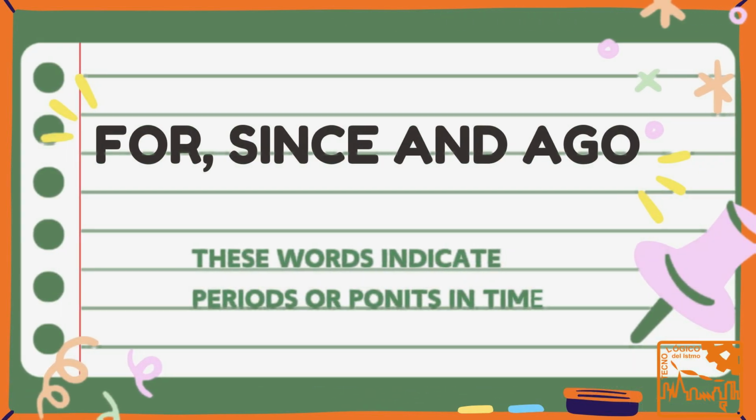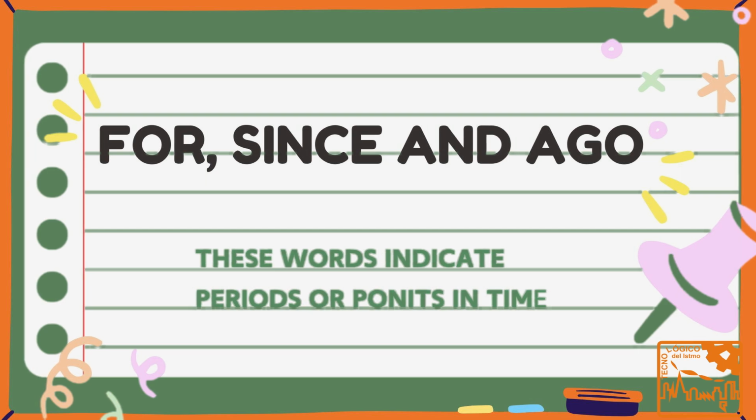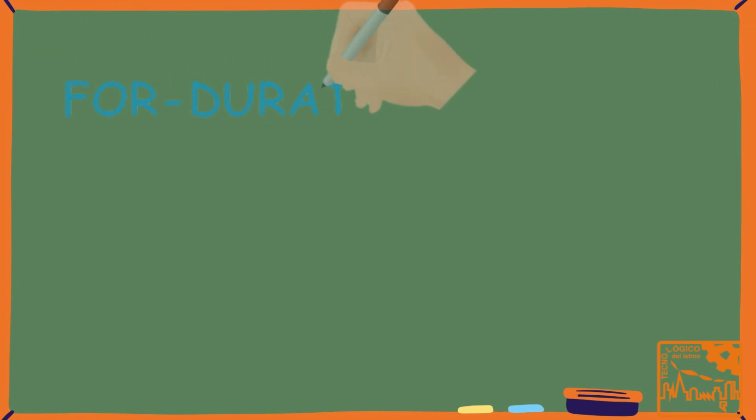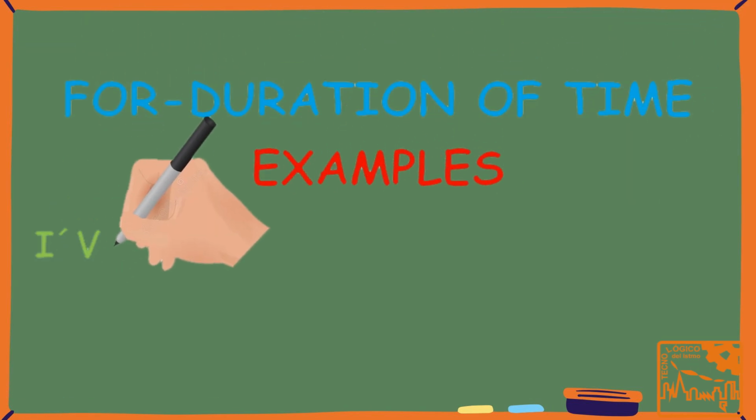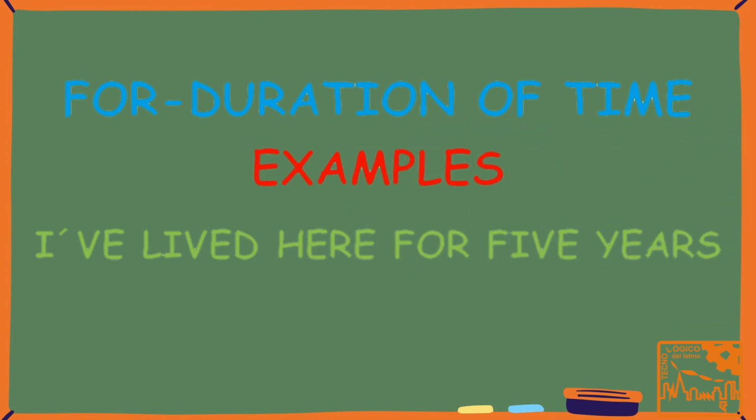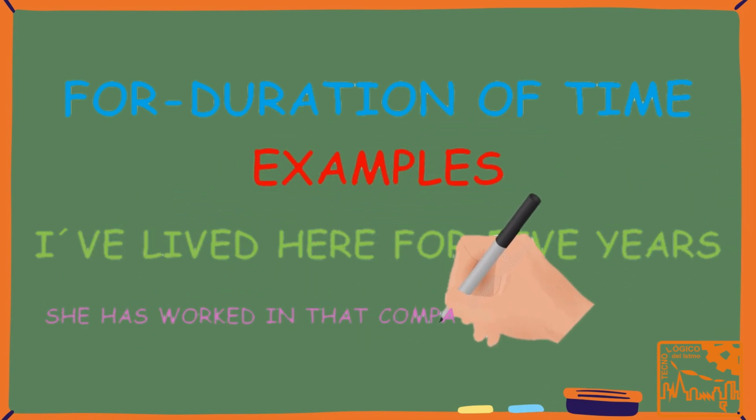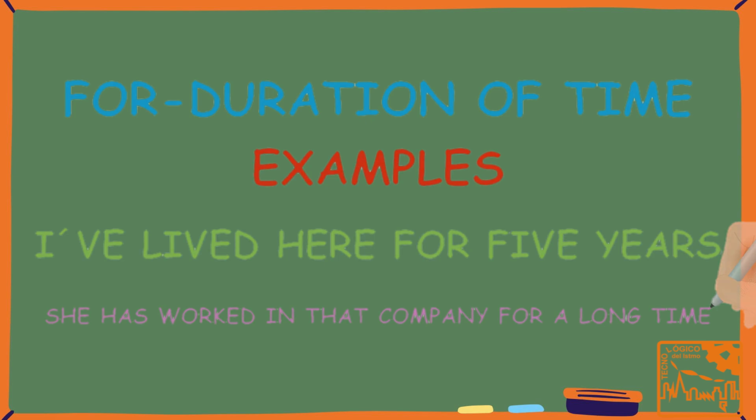Now let's talk about for, since, and ago. Use for to talk about a duration of time. I've lived here for 5 years. She has worked in that company for a long time.